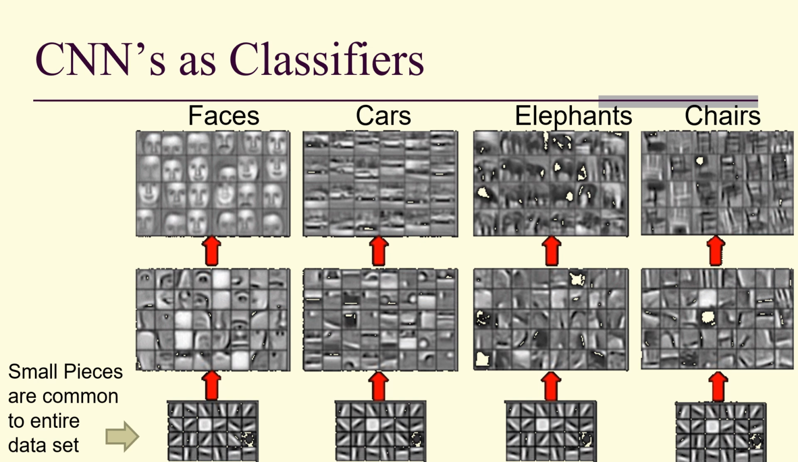But the small pieces at the bottom are actually common to the entire data set. This is sort of its primitive structure, its primitive alphabet that it can use to build all these other images.